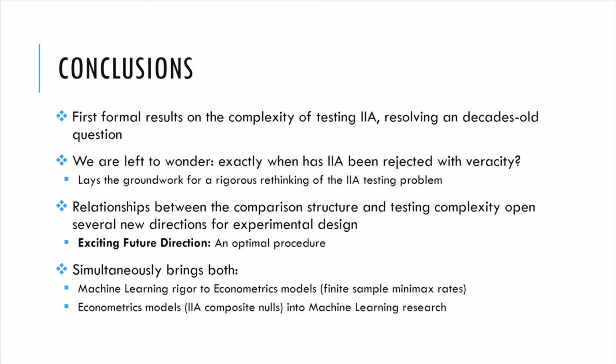The main takeaways here are that we are generally left to wonder exactly when IIA has been rejected, since the general problem was exponentially complicated. But we hope that this work provides exciting future directions to construct an optimal procedure to achieve all of these practical instances when IIA testing can be done. And the last takeaway is that I like this work a lot because it connects econometrics to machine learning. It brings these rigorous ideas into econometrics and also studies econometrics in this rigorous light. Thanks.